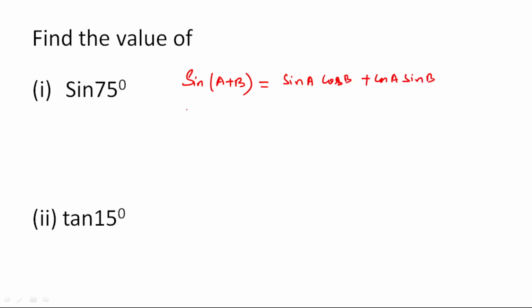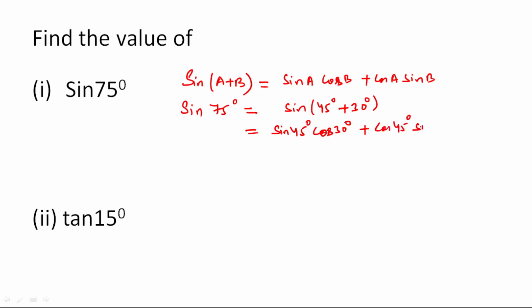As we are aware, sine 75 degree we can also write as sine 45 degree plus 30 degree. So now we will be able to utilize the formula of sine A cos B plus cos A sin B. We will put it as sine 45 degree cos 30 degree plus cos 45 degree and sin 30 degree.